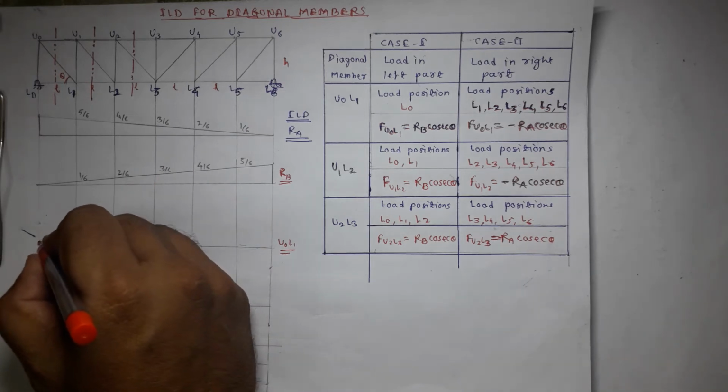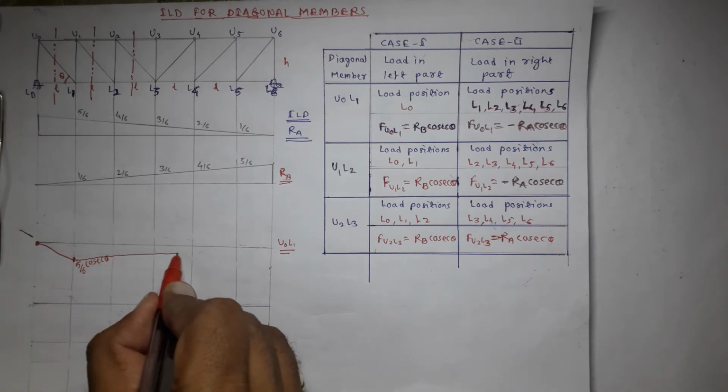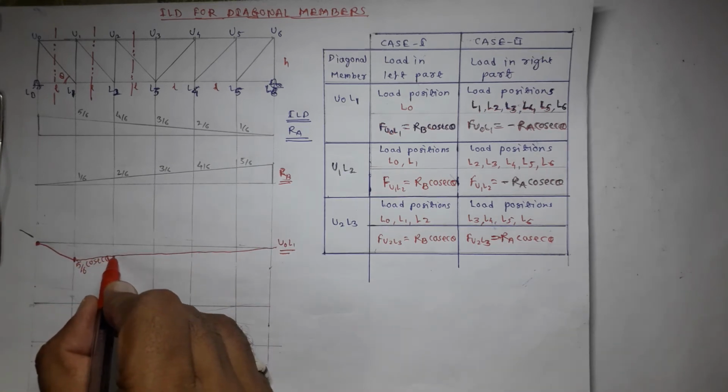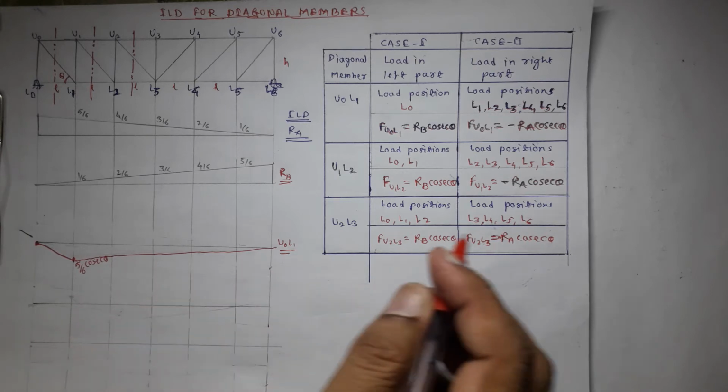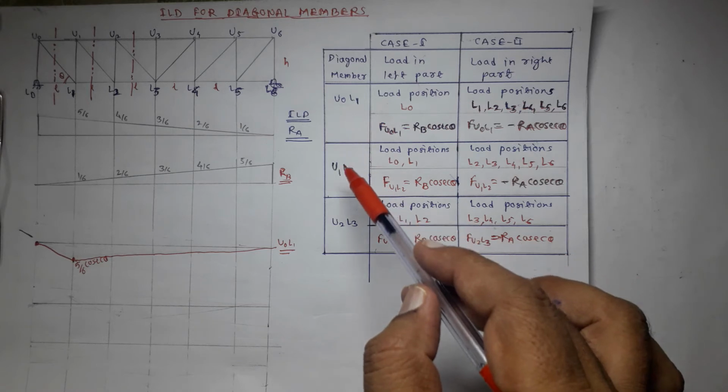Once you get these two, you will have to join these two and then take it back to the other end. So it will be 4 by 6 cosec theta, 3 by 6 cosec theta and so on. This is how the ILD for U0 L1 can be drawn.